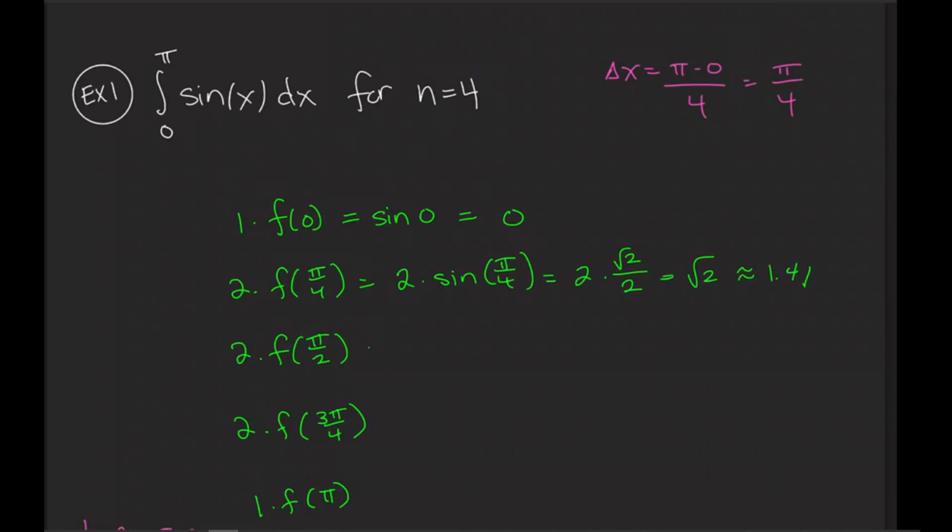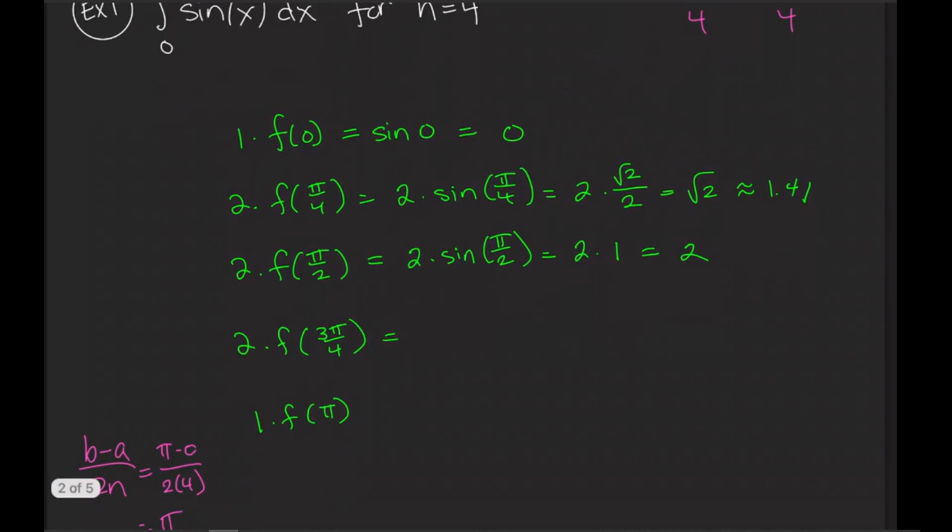All right. Now we have 2 times f of pi over 2. So 2 times the sine of pi over 2. What's the sine of pi over 2? 1. So I get 2. So now let's find 2 times the sine of 3 pi over 4. Sine of 3 pi over 4 is root 2 over 2, so that's root 2, or approximately 1.41. Then I have 1 times the sine of pi. Sine of pi is 0.